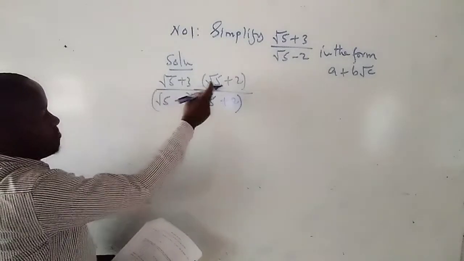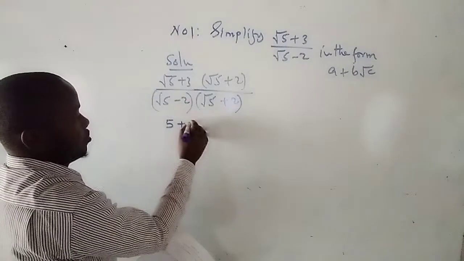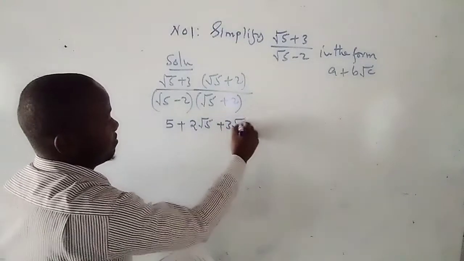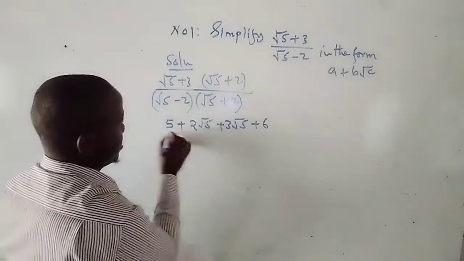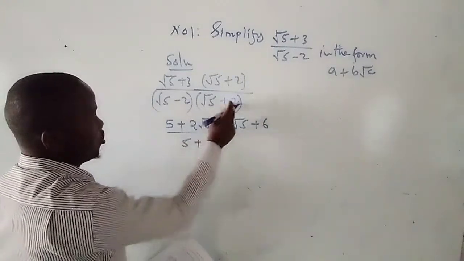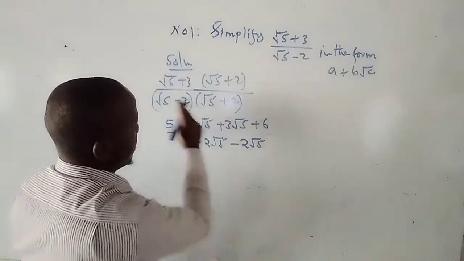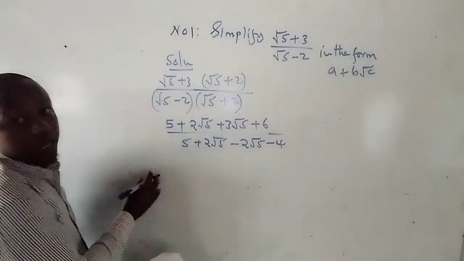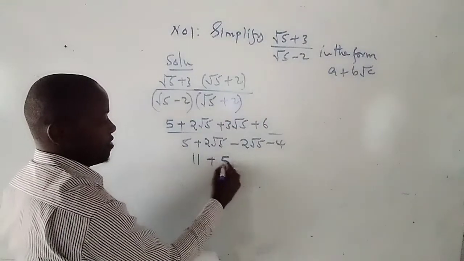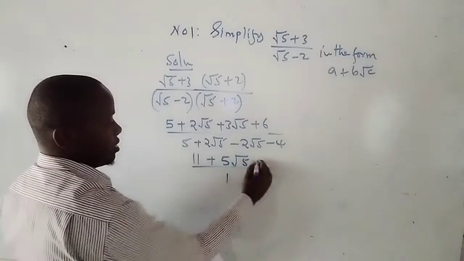Multiplying now root 5 by root 5, you get 5, plus root 5 by 2, 2 root 5, plus 3 by root 5, 3 root 5, plus 3 by 2, 6, all divided by root 5 by root 5, 5, plus 2 by root 5, 2 root 5, minus 2 by root 5, 2 root 5, then minus 4. So now this one becomes 11. These ones are alike, so 5 root 5, divided by 5 minus 4, 1.